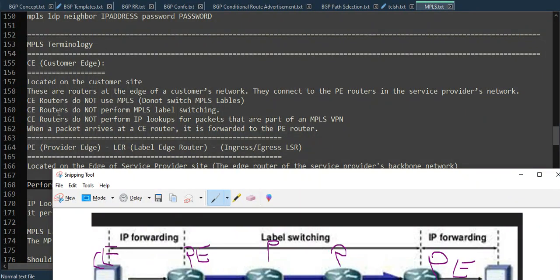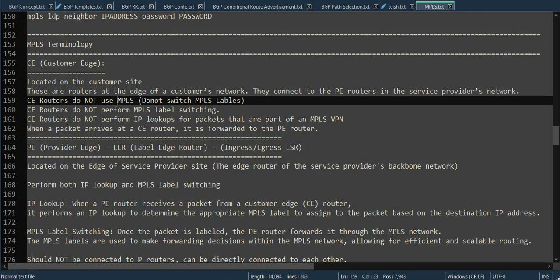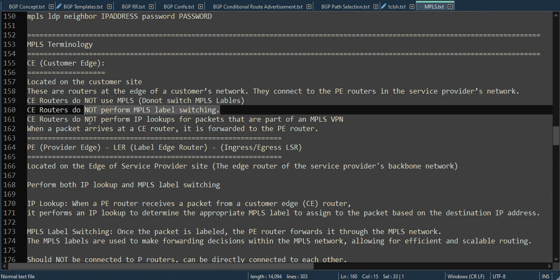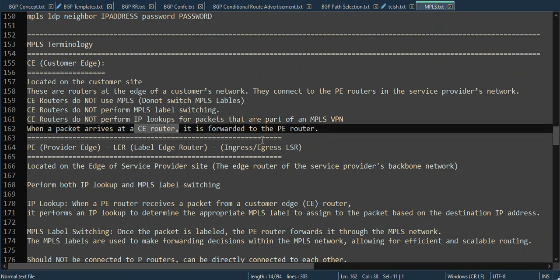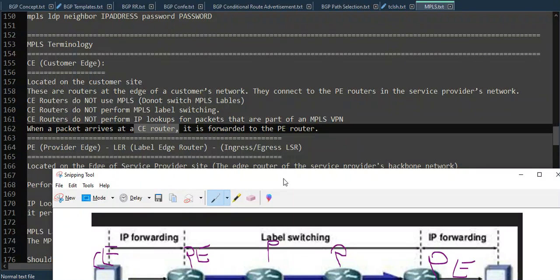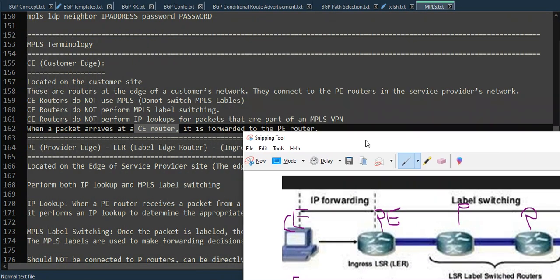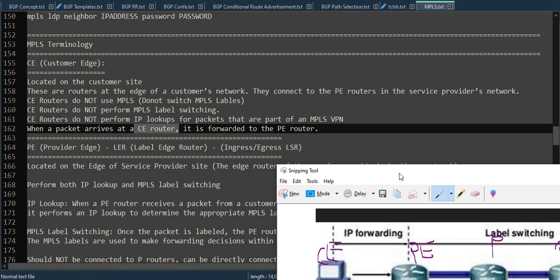Customer edge routers do not use MPLS, do not switch MPLS labels, and do not perform MPLS label switching, and do not perform IP lookups for packets for MPLS VPN. When a packet arrives at the CE router, it is forwarded to the PE router. CE routers do not perform either IP lookup or MPLS label switching.